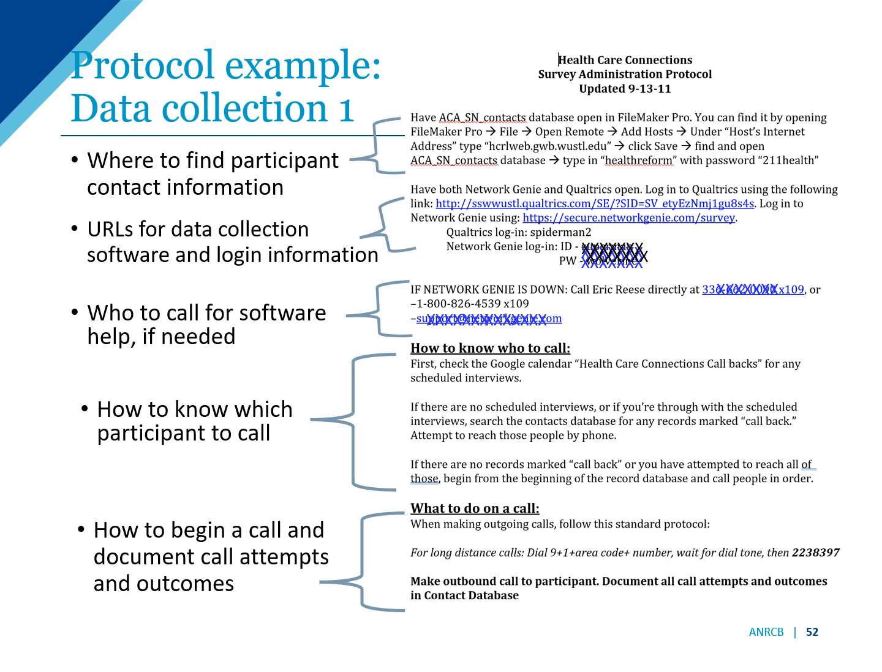This is an example of a protocol used to begin the process of calling participants for survey data collection over the phone. You'll see that it begins with where to find contact information for each study participant, the internet addresses for the data collection software programs needed for data entry, login information, and who to contact in case the software programs don't work properly. Next, how to find the calendar that lists which participant is meant to be contacted that day, and how to begin a call and thoroughly document any call attempts and the outcomes of each.